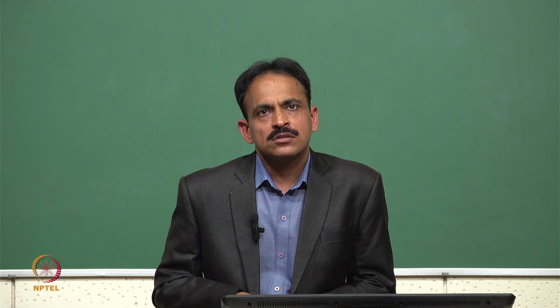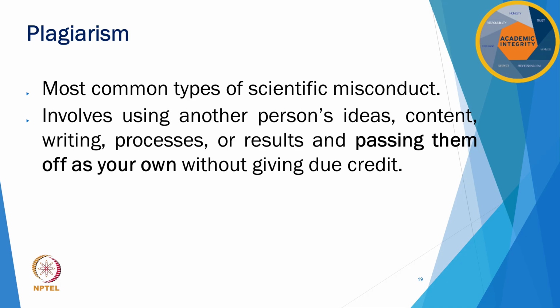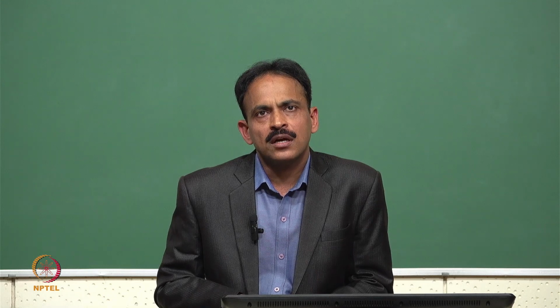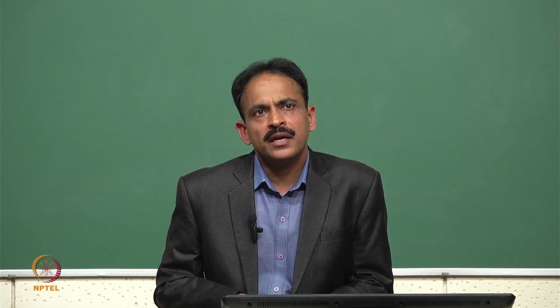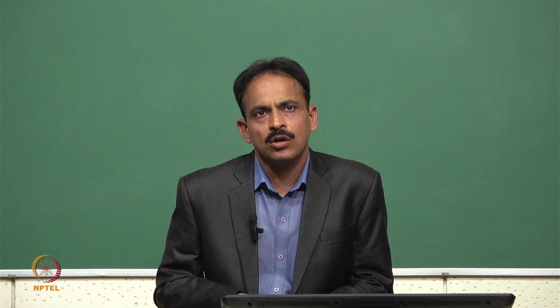Now let's discuss one of the important academic misconducts, that is plagiarism. This is one of the most common types of scientific misconduct and involves using another person's ideas, content, writings, processes, or results and passing them off as your own without giving due credit. Plagiarism is a critical ethical issue in academic writing, and it can lead to severe consequences such as loss of credibility and legal actions and so on.